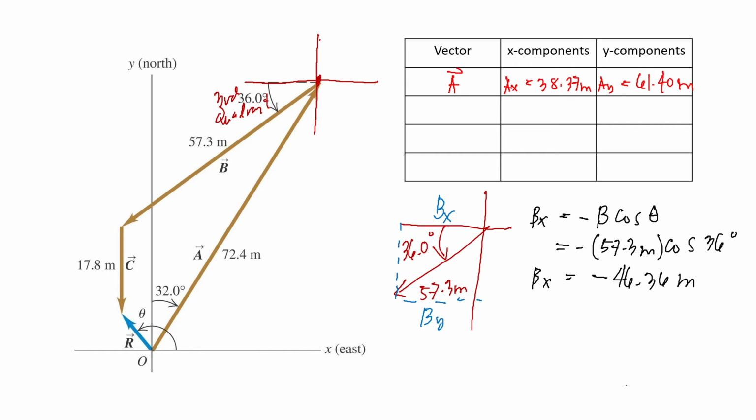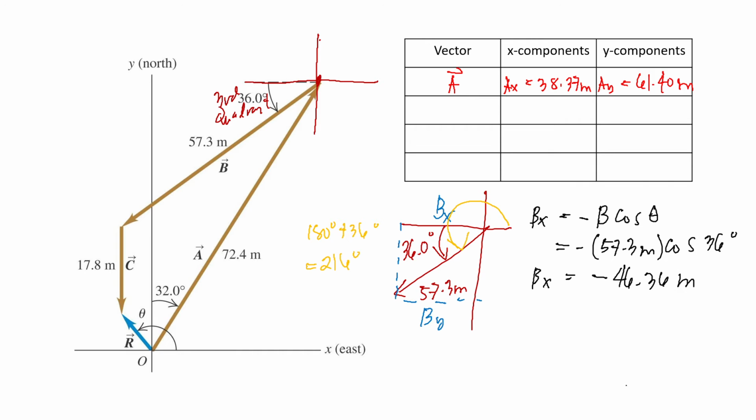Another way to do it is by using your angle measured from your positive x-axis. That is, if I want to use this angle here, I have 180 degrees plus 36 degrees. If I wanted to use this angle, I have an angle of 216 degrees. Okay, well, this is actually nice.